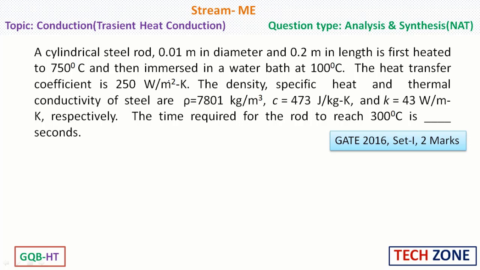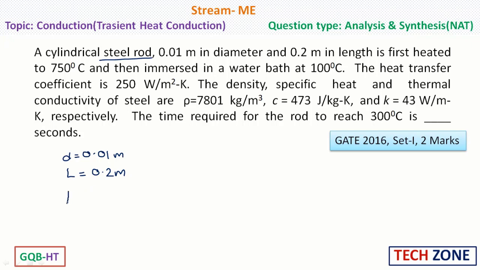This question was asked in GATE 2016, set 1 for 2 marks, and this is a numerical ability type question. Now here in the question it says this is a cylindrical steel rod, which is having diameter 0.01 meters and length 0.2 meters.